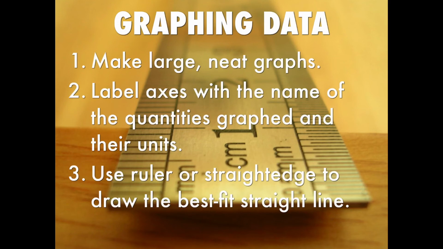Number 3. When a linear relation is expected, use a ruler or straight edge to draw the best fit straight line. Do not assume that the line must go through the origin. Make a measurement to find out. If possible, some of the data points will probably fall above the line and some will fall below the line.